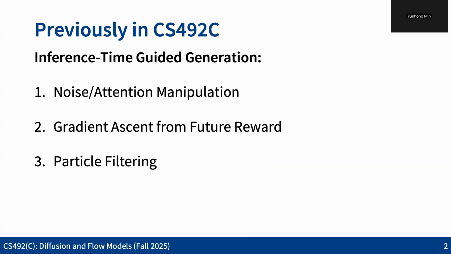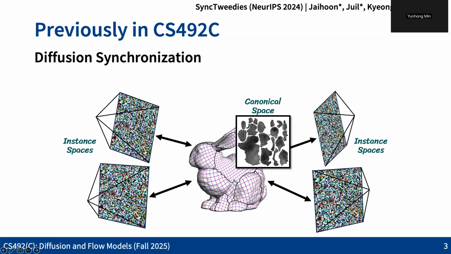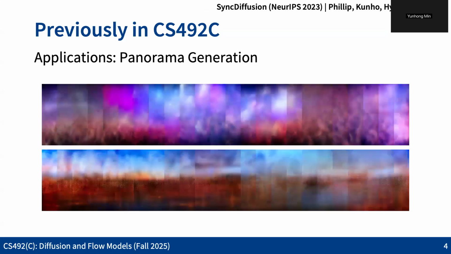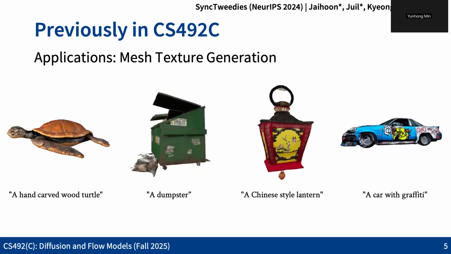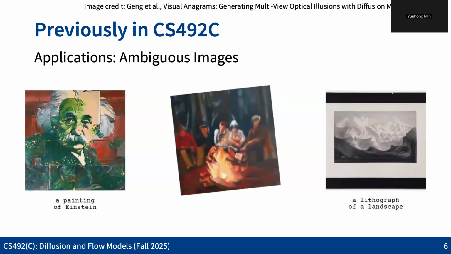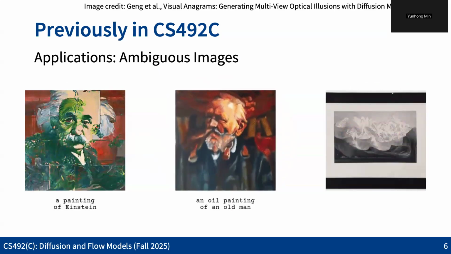And for the discussion of inference-time guided generation, one thing that I briefly mentioned was this technique that I call diffusion desynchronization, which was basically the case where we are making data in other forms, like some 3D things or panoramic images and many other things. We also have seen many examples for the synchronization in terms of that.